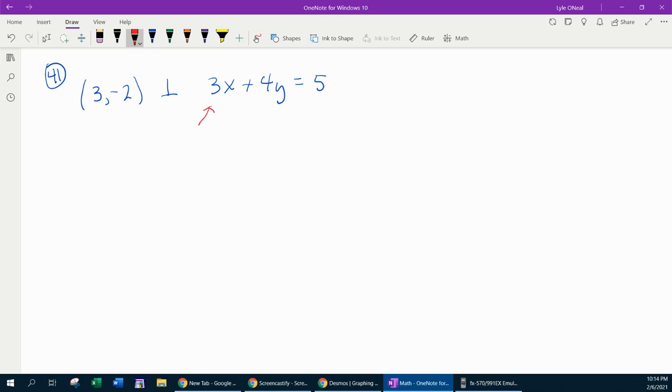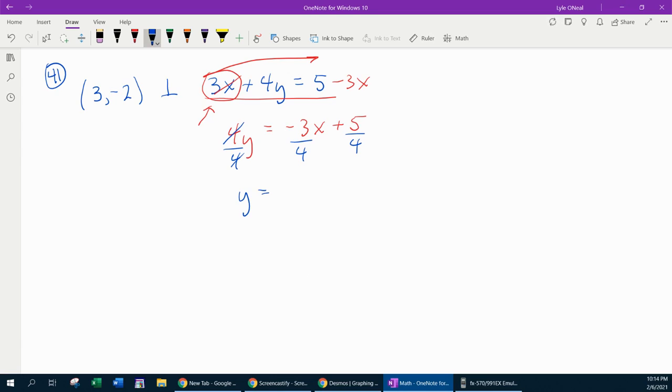So the first step in the game plan is to get this equation to be in slope-intercept form. I'm going to start by moving the 3x over, which gives me 4y equals negative 3x plus 5. And then I'm going to divide everybody by 4. And that'll get us into slope-intercept form. Y equals negative 3/4 x plus 5/4. And remember, the only piece of this that I really care about is the slope.